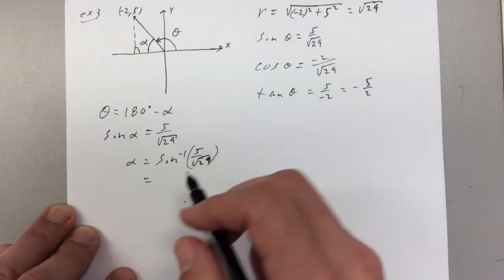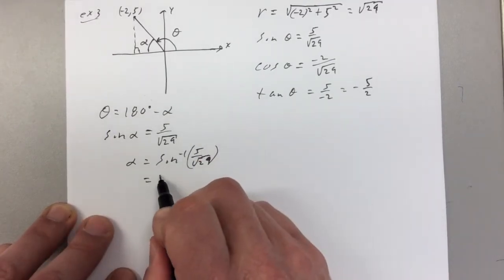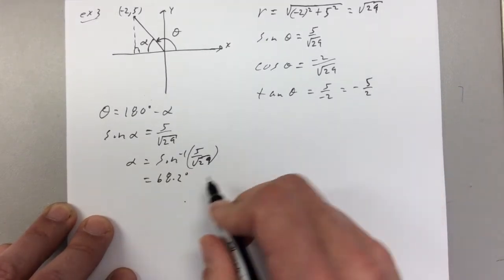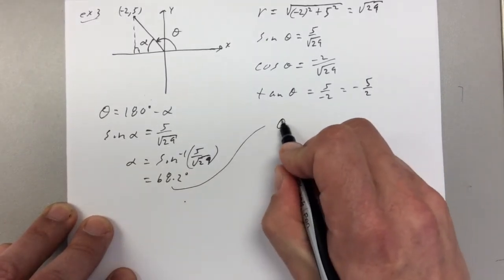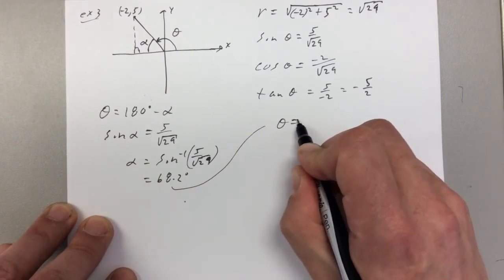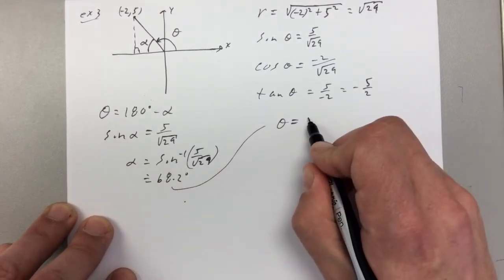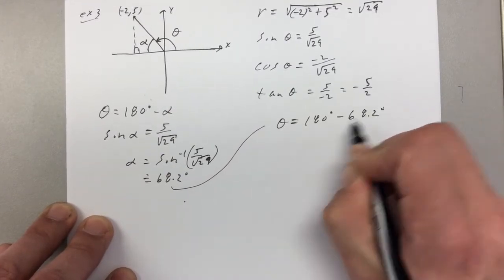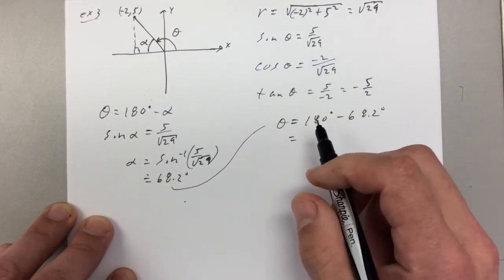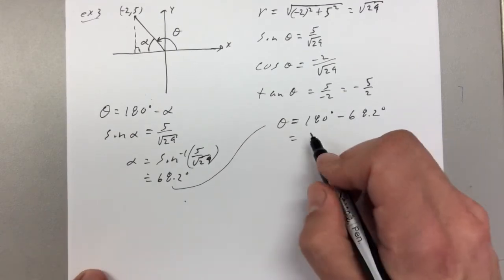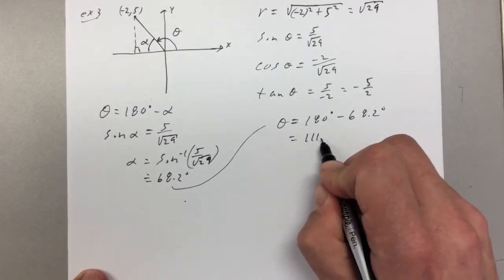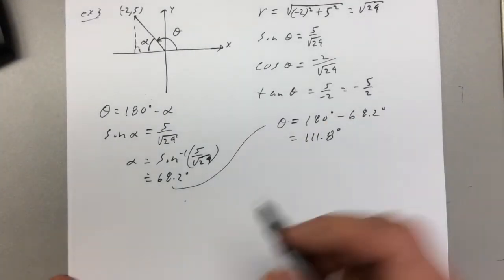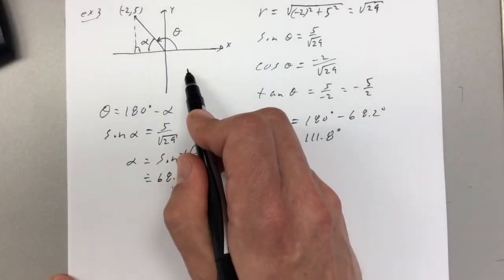And when you use your calculator, you'll get 68.2 degrees. That means theta, that's approximately that, equals 180 minus 68.2. And you get 111.8 degrees. Okay, next example is going to be in this fourth quadrant here.